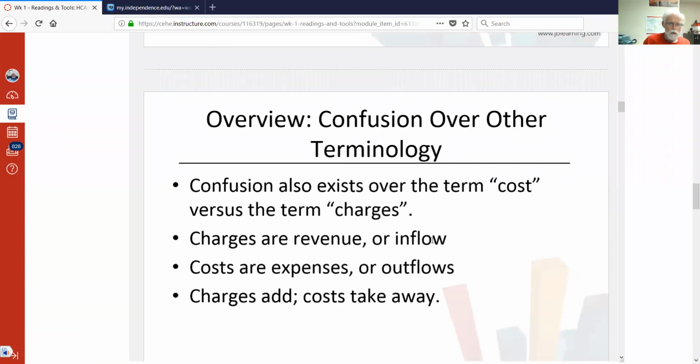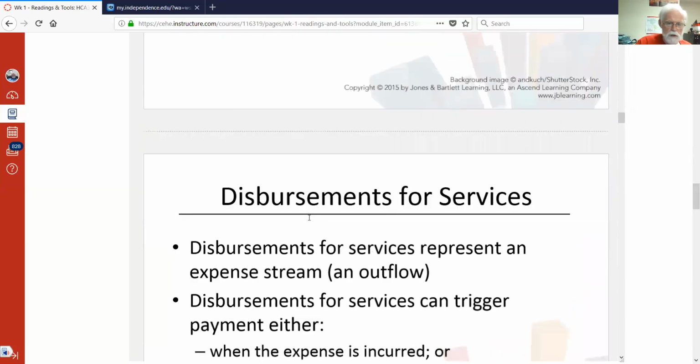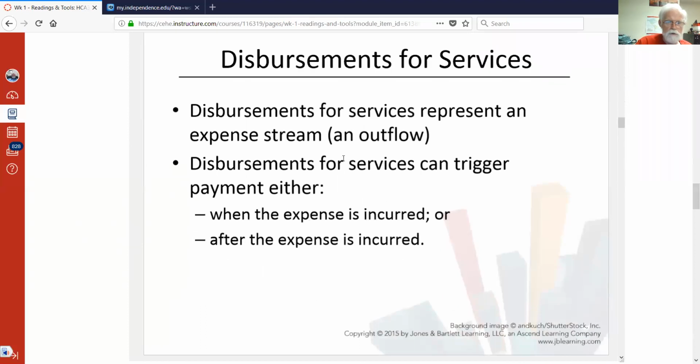Costs and charges. There's a difference between cost and charge. A lot of people will use them interchangeably. Charges are revenue and costs are expenses. So again, that's the difference, and you probably remember this from your accounting. Disbursements for services are an expense stream. So for us, we go to the doctor and we have a copay. That's a disbursement for us.